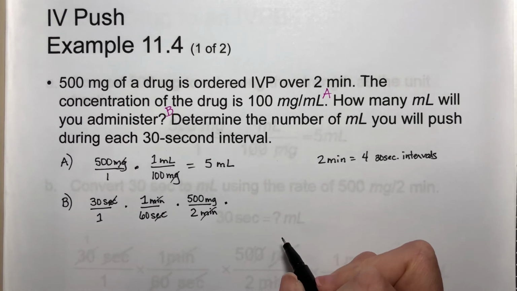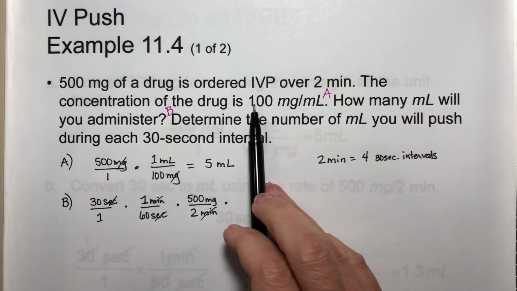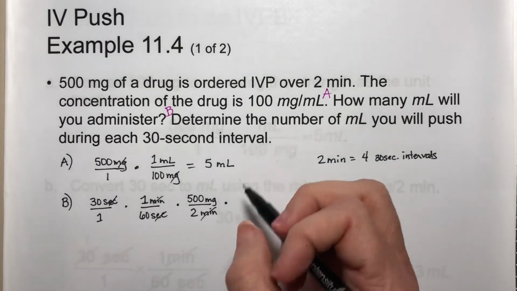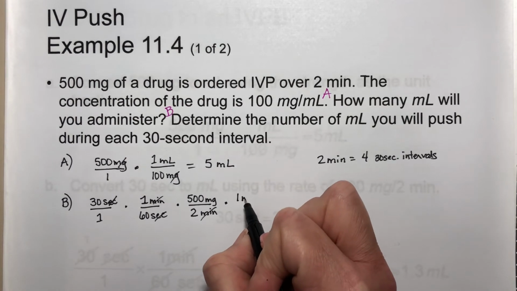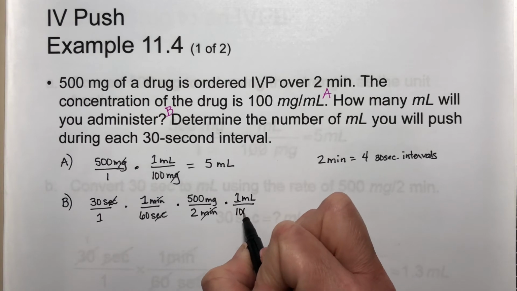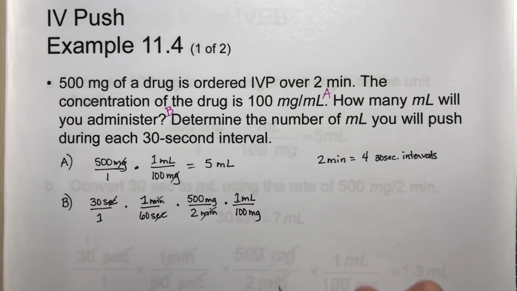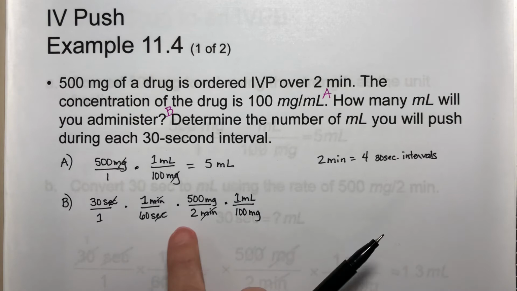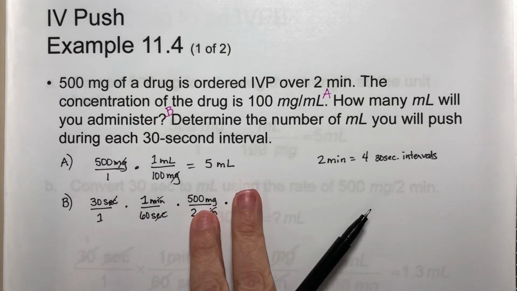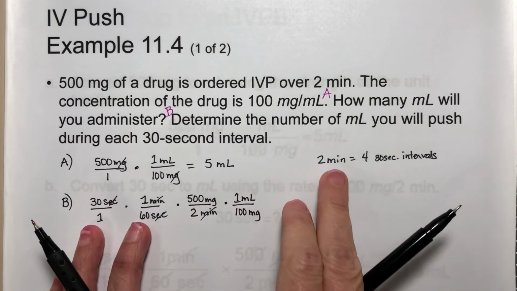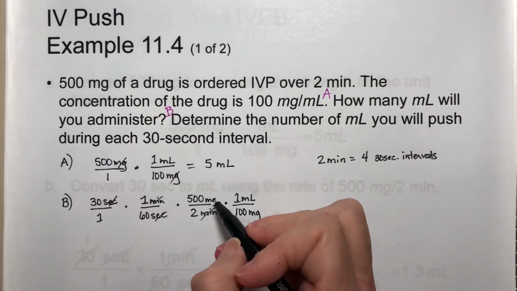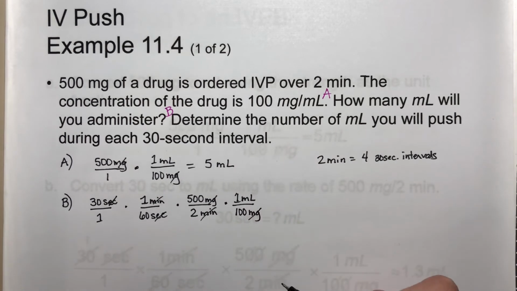times the last bit of information, milliliters and milligrams. Again, I'm trying to cancel out milligrams on the top, so I have 1 milliliter for 100 milligrams. Notice here that this is exactly the same as this. And this is basically what we did right here. My milligrams are to cancel out.